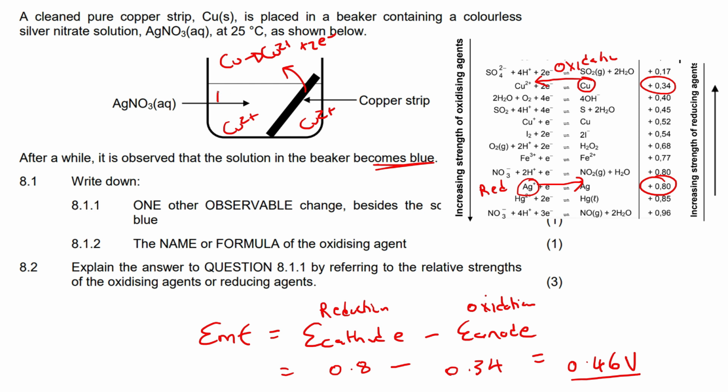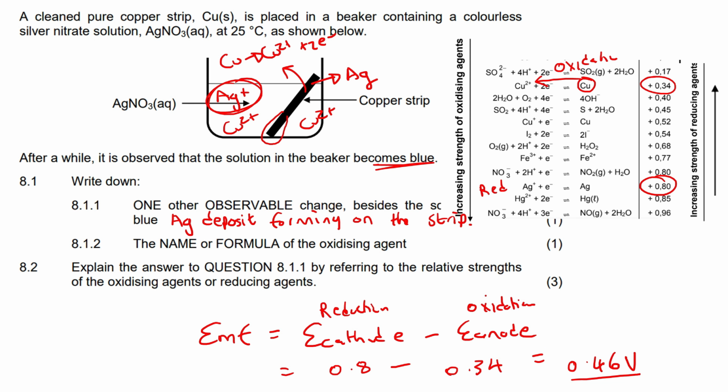And then what happens is that the Ag+ that were originally in the solution are going to convert into pure silver, and you are going to start getting some pure silver on the surface of this strip. And so you're going to start seeing a layer of silver deposit forming over there. So what other observable change would we see besides the blue? Well, we would see a silver deposit forming on the strip.